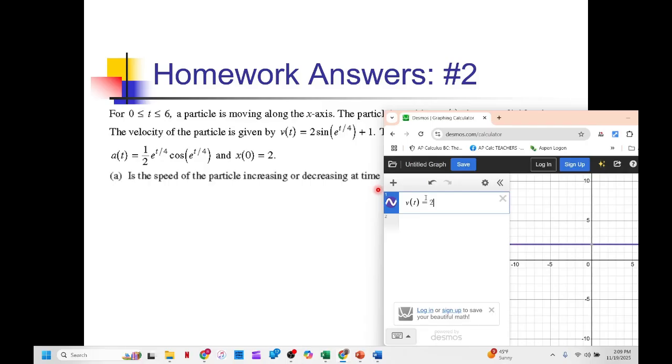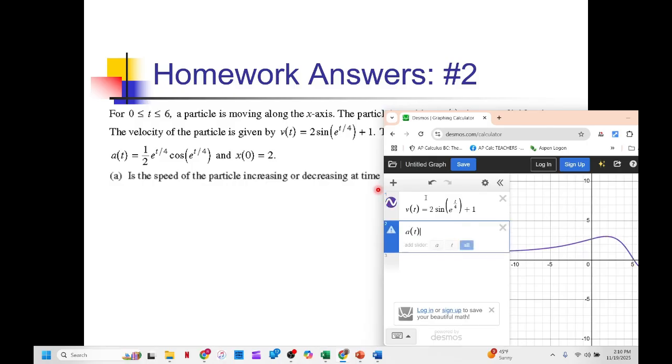So that'll be 2 sine parentheses e exponent t divided by 4 and close the parentheses. All of that plus 1. And while I'm at it, let me just put my a of t in here. So I could just use v prime of t to get me values of a at any point I want, but maybe I'll need this later, who knows. So let me just put it in here.